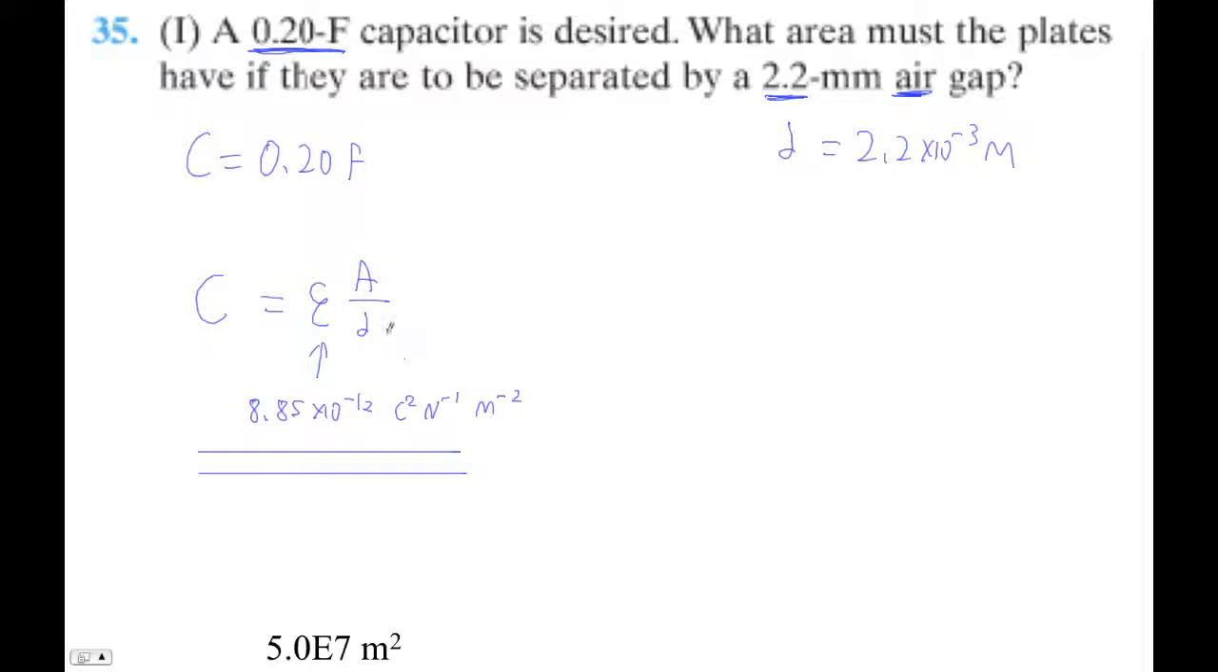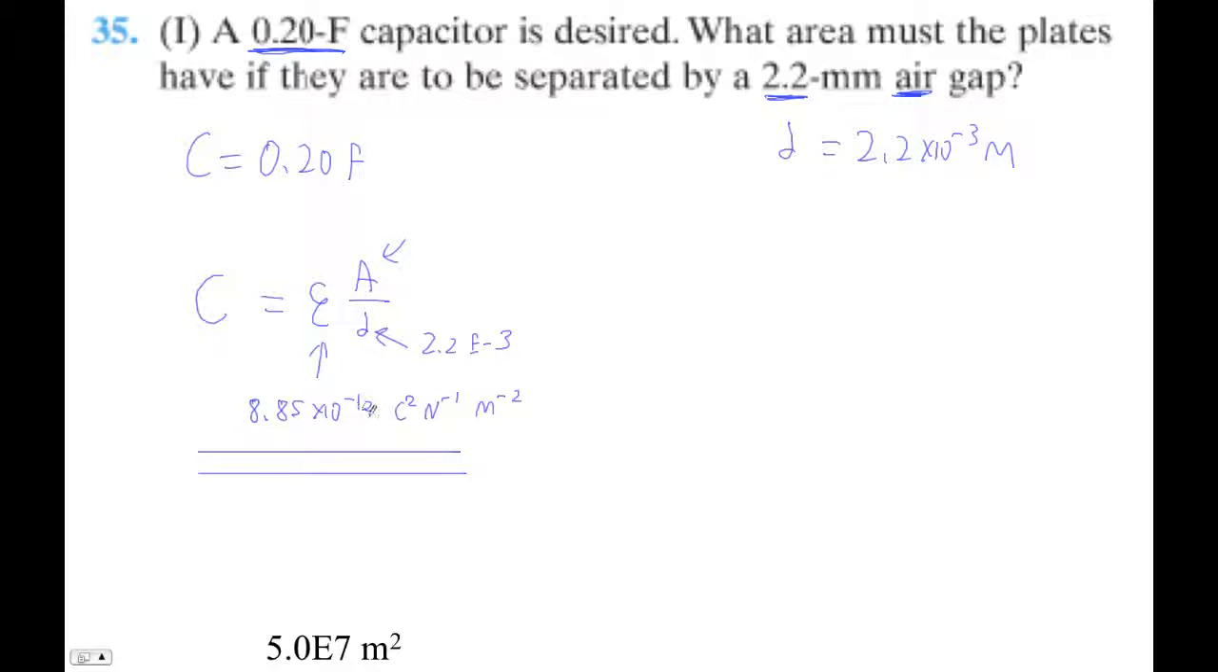What else do you need to do? Oh, you're going to put the 2.2 times 10 to the minus third in there. You're going to solve for the area, right? Now, I'm pretty sure that area is 5 times 10 to the 7th, right? That area is like 7 kilometers on a side, right? This is a little bit too big for putting inside any package that we might have, right? And so, 7 kilometers on a side.